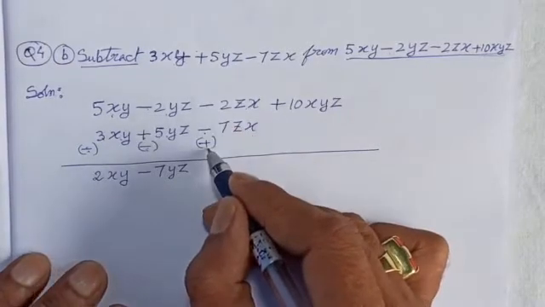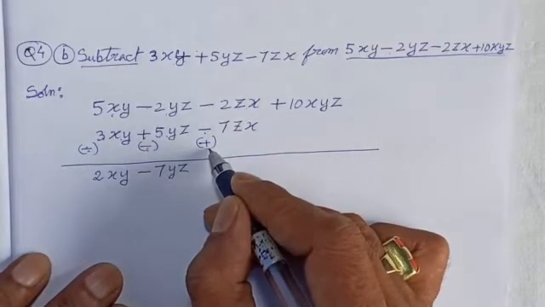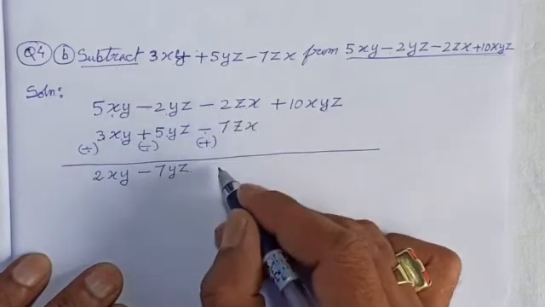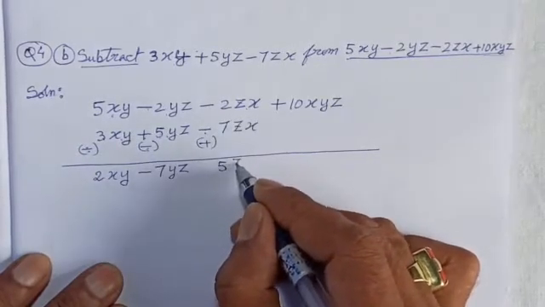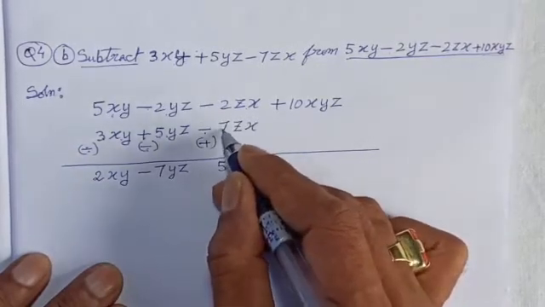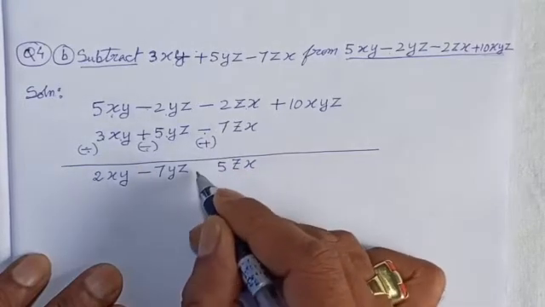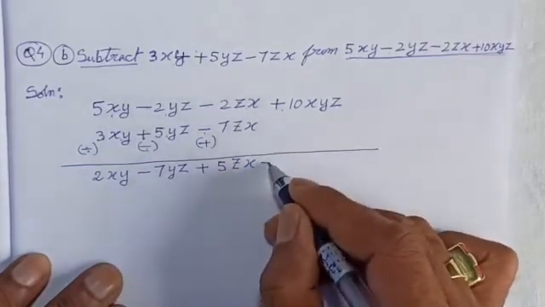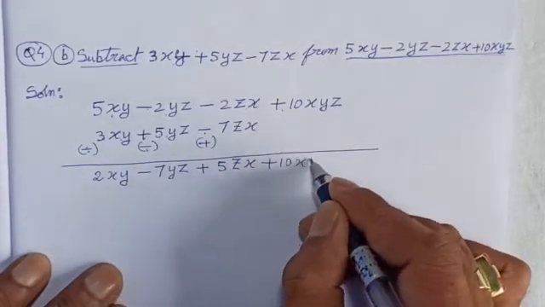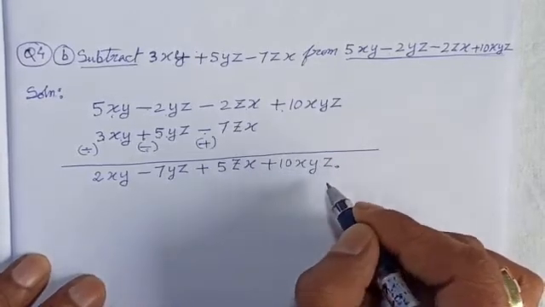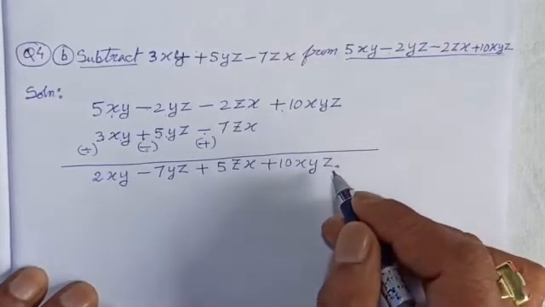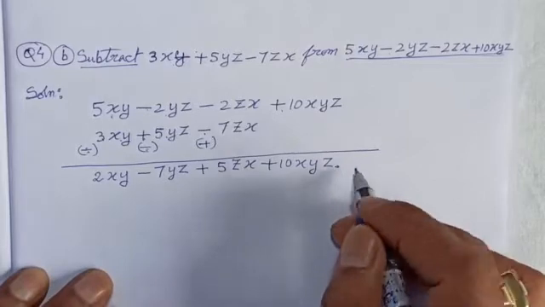The signs are different, so we have to subtract. From 7, if we subtract 2, then we are getting 5zx. Since 7 is bigger, we have to take this sign, so plus sign. Next is this: plus 10xyz. Here, this question is over, and I hope that you can understand that.